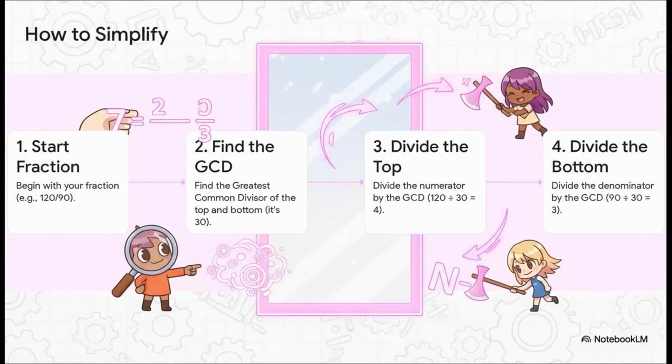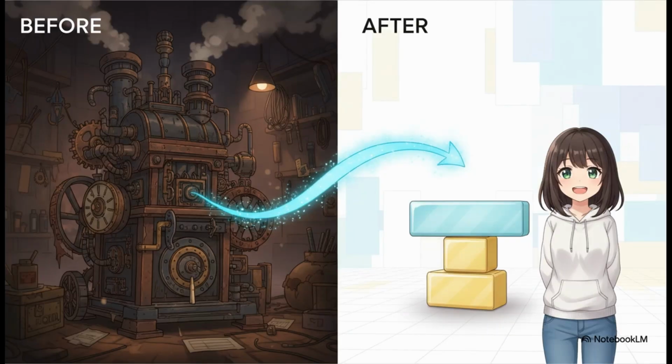Now check this out. The process is a perfect mirror image of what we did before. Instead of multiplying to build a fraction up, we're dividing to break it down. You just find that GCD, and then you divide both the top and the bottom by it. It's clean, it's direct, and it gets us right where we need to go. And look at that result. That clunky, hard-to-picture fraction, 120/90, simplifies down beautifully to a much more manageable and intuitive 4/3. It's the exact same value, just expressed in its cleanest, most elegant form.